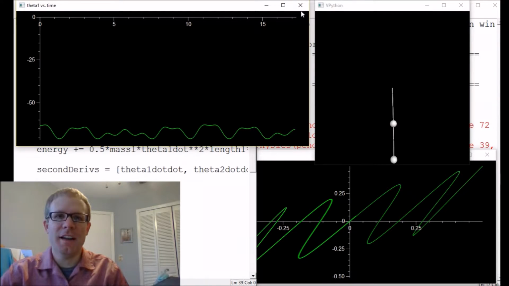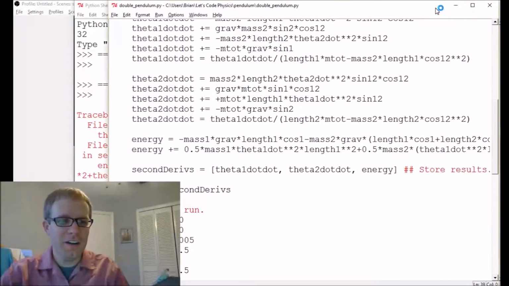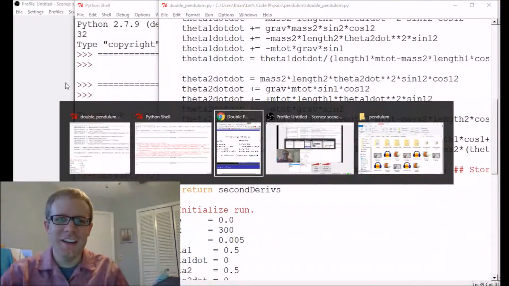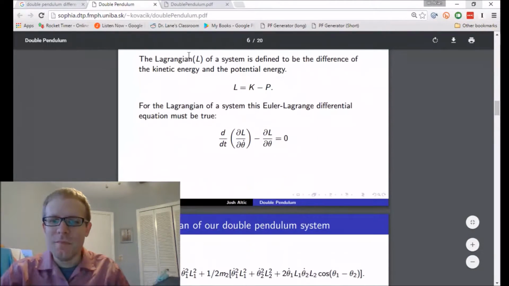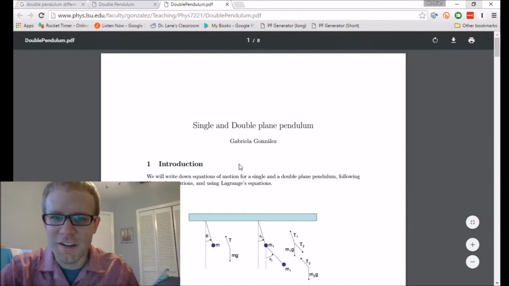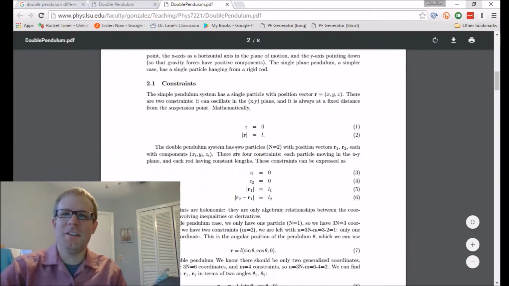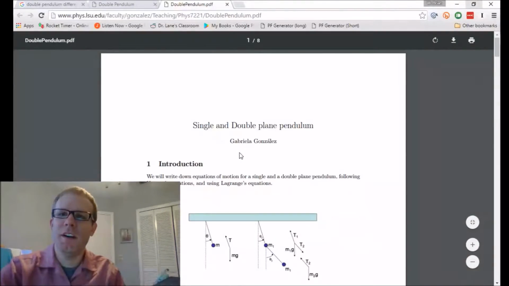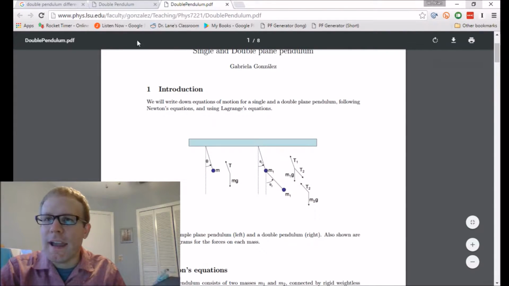So I guess what I need to do is go and solve it myself, or try to find another reference. Let me try to find another reference first to see if we can trace the issue there. So sorry, Josh Altick, found a mistake somewhere. Let's see here. Newton's equations, constraints, blah, blah, blah. Oh, this one comes to us from Gabriela Gonzalez at, looks like, LSU.